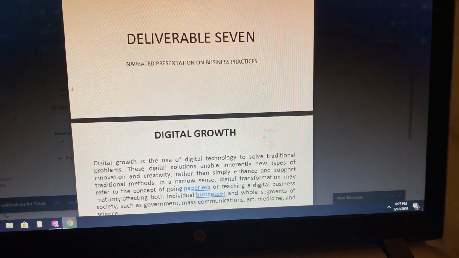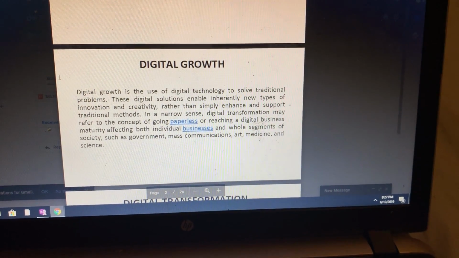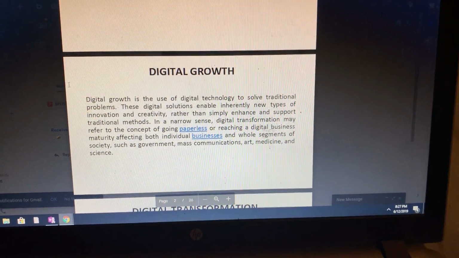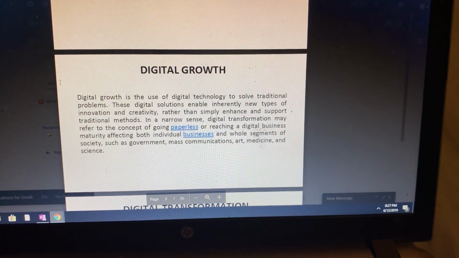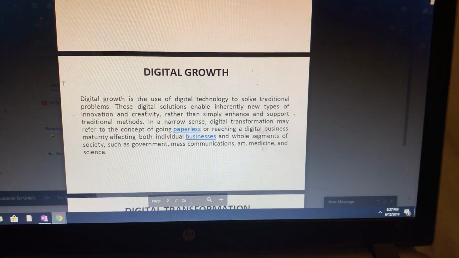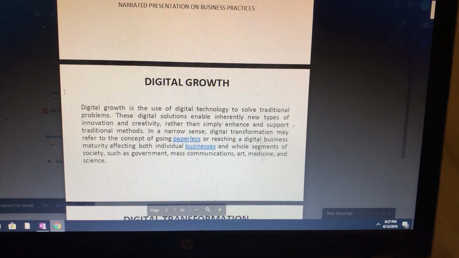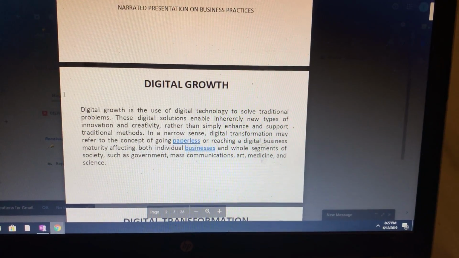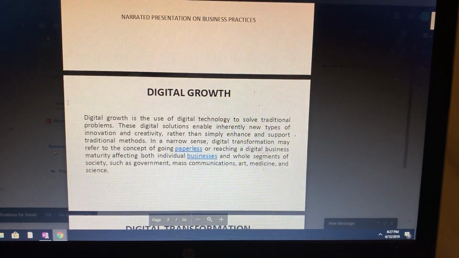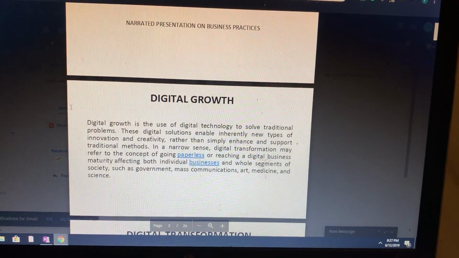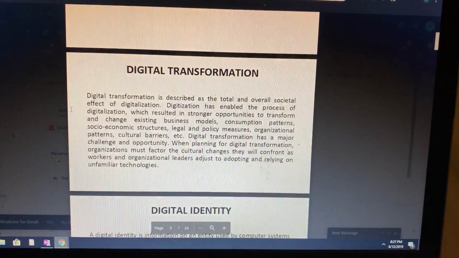Here we'll be talking about digital transformation. Digital transformation is the use of digital technology to solve traditional problems. These digital solutions enable inherently new types of innovation and creativity, rather than simply enhancing and supporting traditional methods. In a narrow sense, digital transformation may refer to the concept of going paperless or reaching a digital business maturity, affecting both individual businesses and whole segments of society, such as government, mass communication, healthcare, medicine, etc.